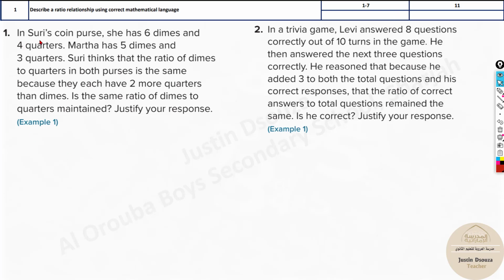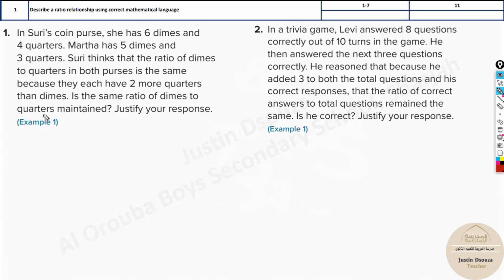First problem here. In Suri's coin purse, she has 6 dimes and 4 quarters. Martha has 5 dimes and 3 quarters. Suri thinks that the ratio of dimes to quarters in both purses is the same because they each have two more dimes than quarters. Is the same ratio of dimes to quarters maintained? Justify your response.